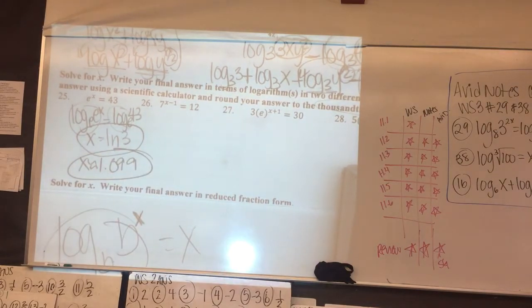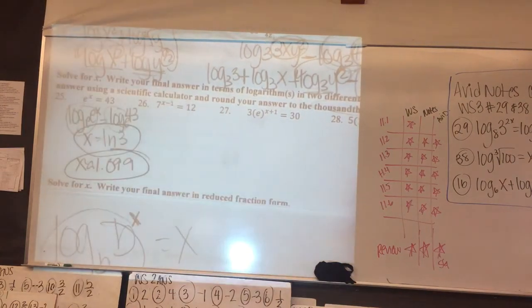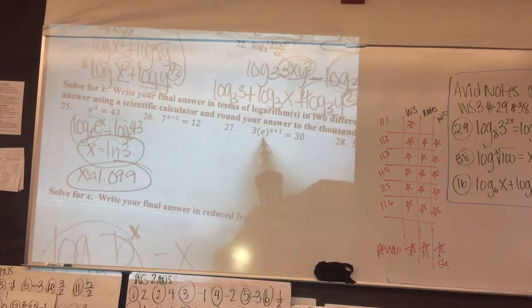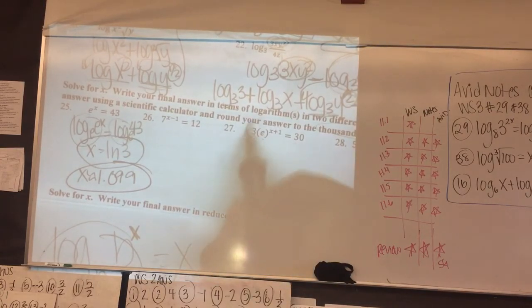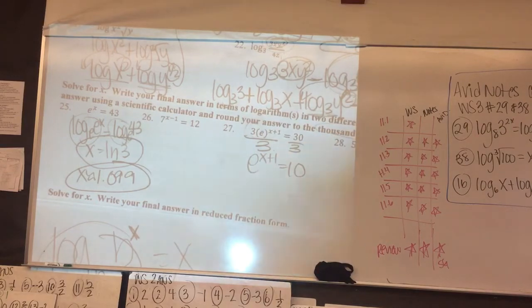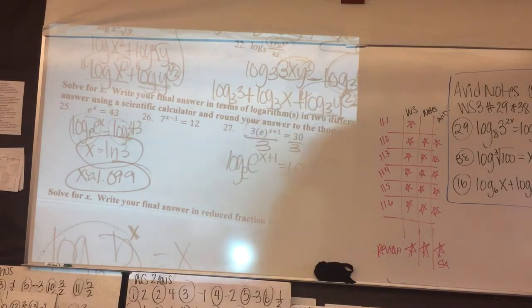All right, let's do another one very similar to this, number 27. 27 is a bit more tricky though. So I have a similar one, I have an e, but I have to get rid of this 3 first. So I'm going to divide both sides by 3, and I get e to the x plus 1 equals 30 divided by 3 is 10. Now it's very similar. So I'm going to go log base e to both sides.